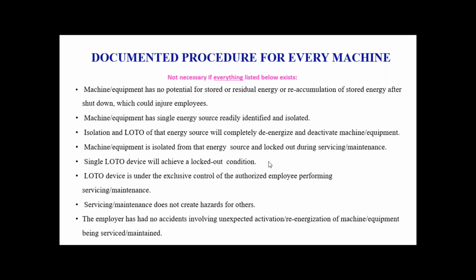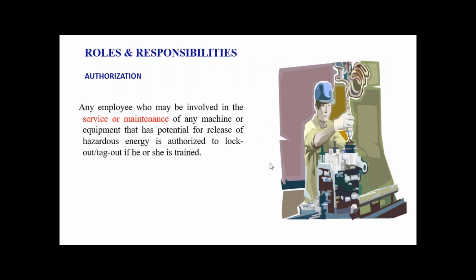It is not necessary if everything listed below exists. So the roles and responsibilities that I have discussed already, what exactly the authorization is, who is an authorized employee, and what exactly the affected employees are. Any employee who may be involved in the service or maintenance of any machine or equipment that has potential for release of hazardous energy is authorized to lock out and tag out if he or she is trained.